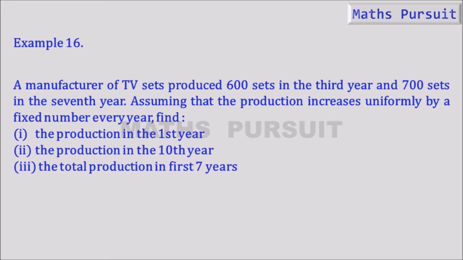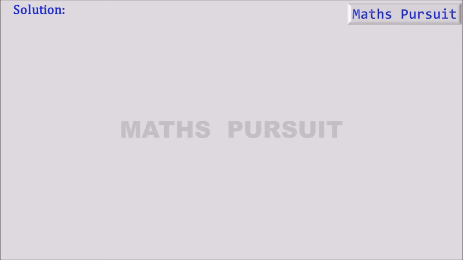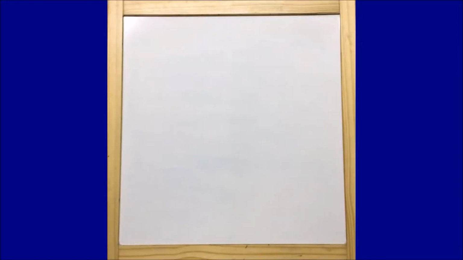So guys, it looks like the question is really very easy, but we need to first of all understand what exactly is given in the question, then work out on this. Now let's see how we can solve this question. So moving on to the solution. Here, as per the question, we are going to find out the production in the first year, the production in the 10th year, and the production in the first 7 years. That means the sum of the production up to 7 years we are going to find out.